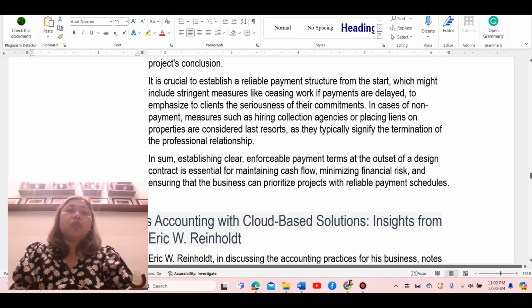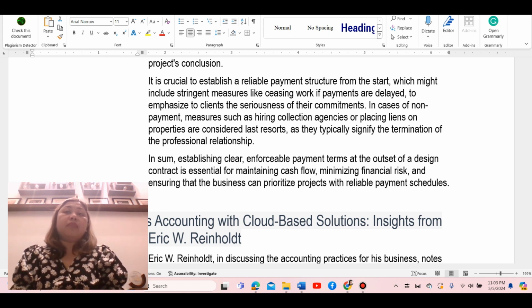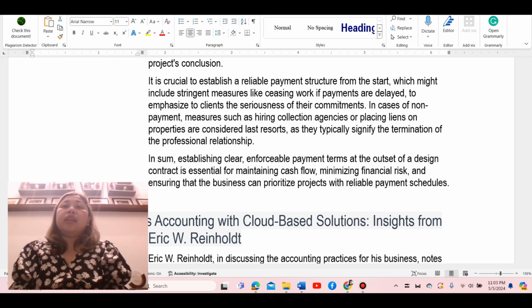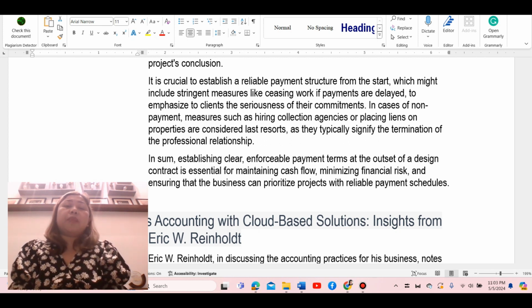It is crucial to establish a reliable payment structure from the start, which might include stringent measures like ceasing work if payments are delayed, to emphasize to clients the seriousness of their commitments. In cases of non-payment, measures such as hiring collection agencies or placing liens on properties are considered last resorts, as they typically signify the termination of the professional relationship.